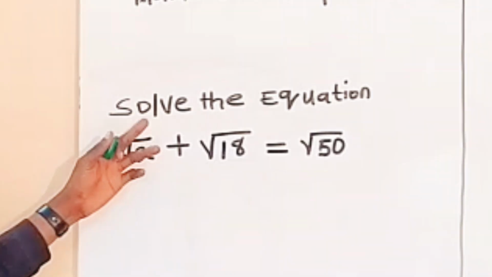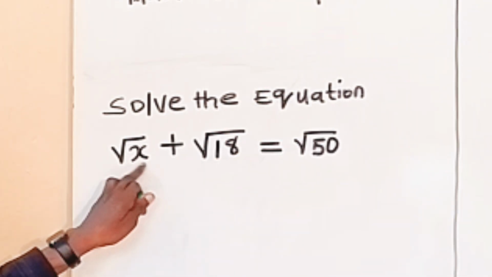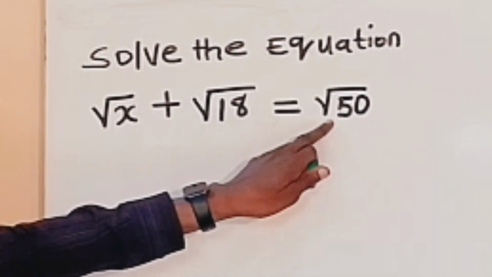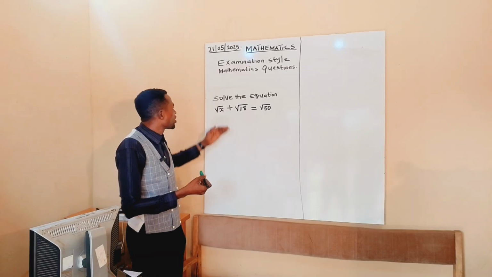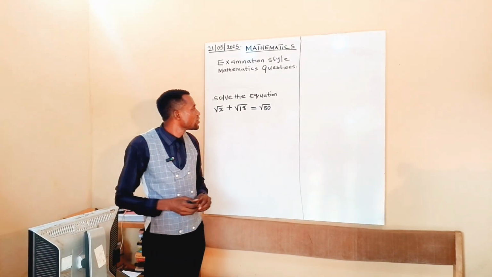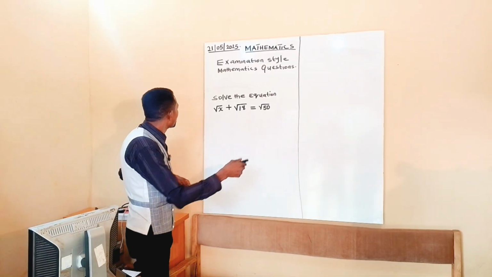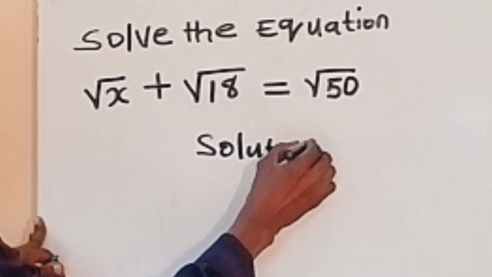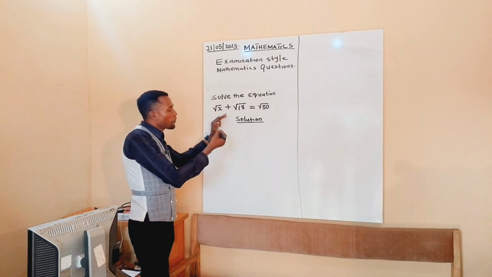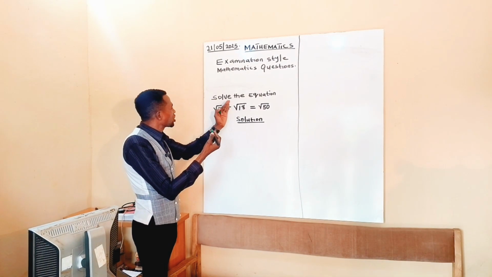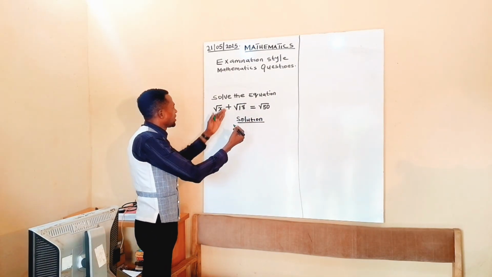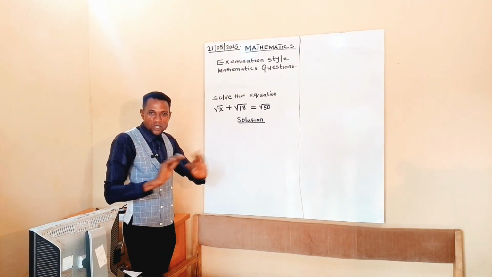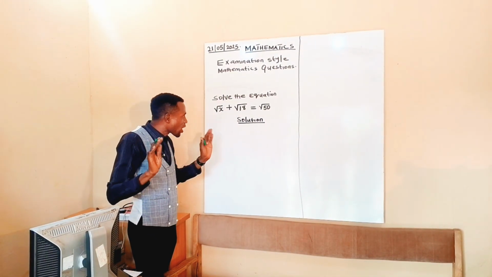The first question here is solve the equation root x plus root 18 equal to root 50. This kind of equation is called a radical equation. So let's approach it. The first thing we are going to do is to shift this to the other side. Some people say collect the like terms, or subtract root 18 from both sides. Whichever method or words you use, you are okay.